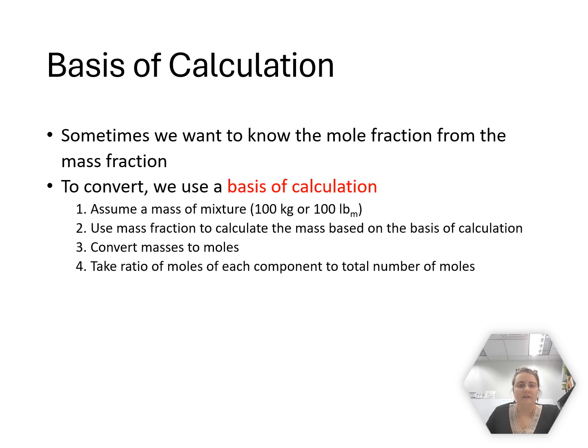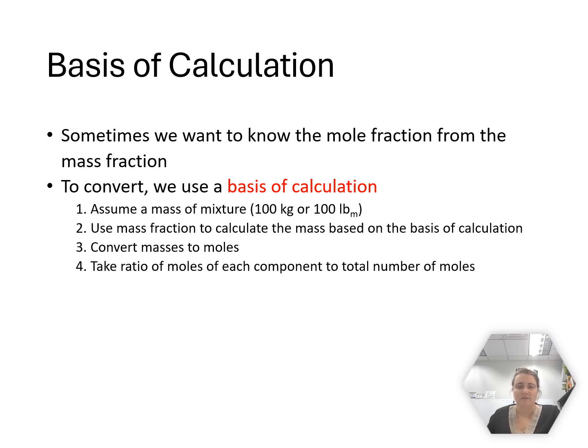And basically, to convert between the two, that basis of calculation needs to be something that makes sense. So many times what we do is we assume a mass of a mixture, so 100 kilograms or 100 pounds mass. And then we use the mass fraction to calculate the mass based on the basis of solution. So let's say that the mass fraction was 0.2. Well, if we assume that there's 100 kilograms of the solution or the mixture, that means we have 20 kilograms of that thing because we have 20%. So 100 is a nice easy number that's easy to use.